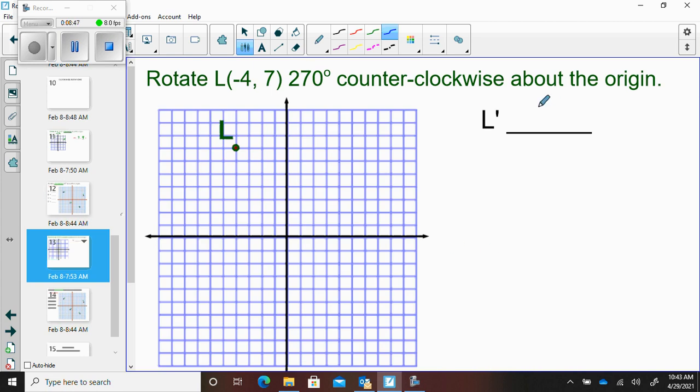270. 270 is a right angle. So that means I interchange the 7 and the 4. Let's figure out the signs. 270 counterclockwise. Oh, wait a minute. Clockwise. We're doing clockwise rotations. So just cross that out on yours. 270 clockwise. So that's going to go this way. 1, 2, 3. We know it's 7. 1, 2, 3, 4. So L prime is in the third quadrant. That's a negative x and a negative y. They're both negative.